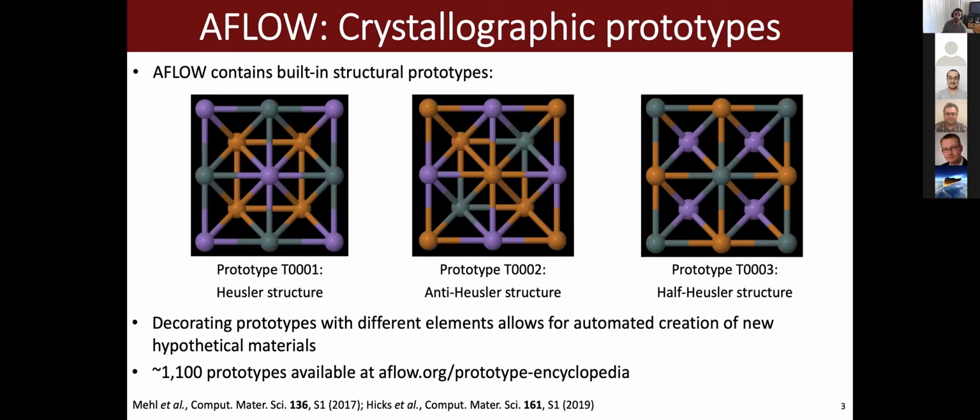We have structural prototypes built into the AFLOW software. For example, as we saw in some of the previous sessions, we can generate common structure prototypes such as the Heusler, anti-Heusler, half-Heusler. The idea here is you can take these backbone structures, go to the periodic table, decorate them with different elements, and automatically create hypothetical new materials. We currently have over 1,100 prototypes available online as well. We have them integrated into the AFLOW software, and they're also available online for you to visualize them, find information about them, and also generate them online.